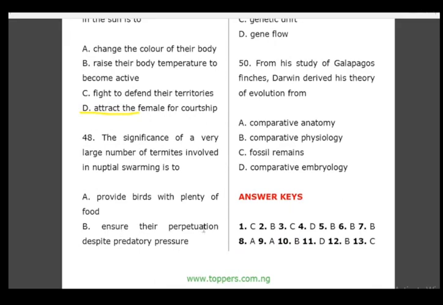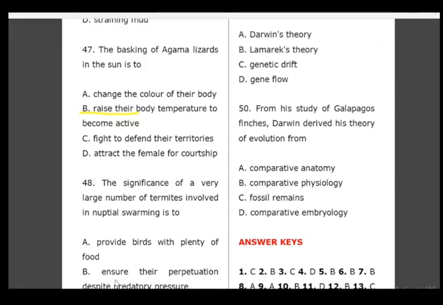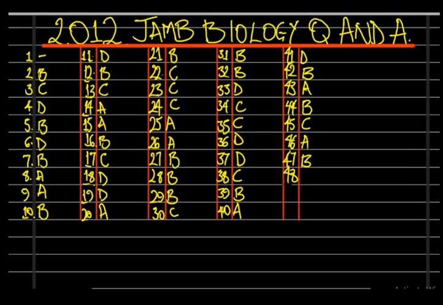When they swarm out in few number, there is a possibility of them being preyed upon by organisms like the birds. So when they swarm out in large number, there is a possibility of some of these swarming termites escaping into a particular territory where they will no longer be hunted by the birds or whatever. So that is the answer to that question. They swarm in large number to ensure their perpetuation despite predatory pressure, to ensure their survival despite predatory pressures. Option B is the answer to question 48.